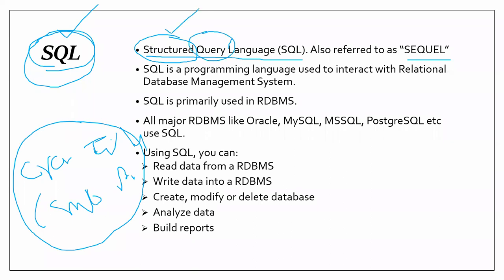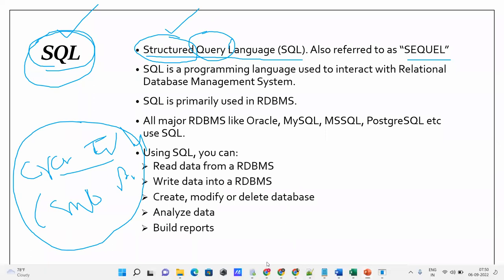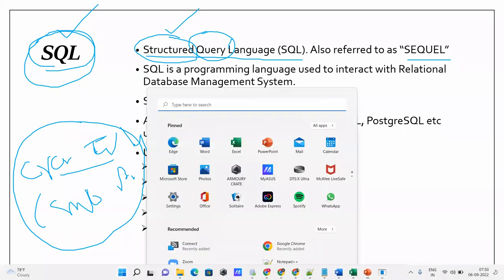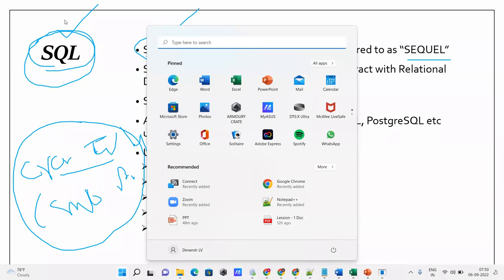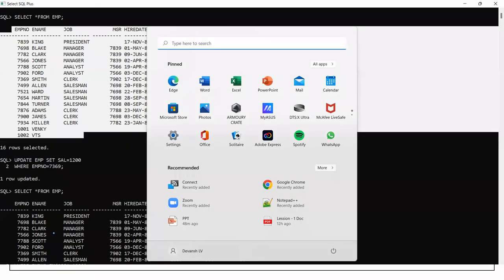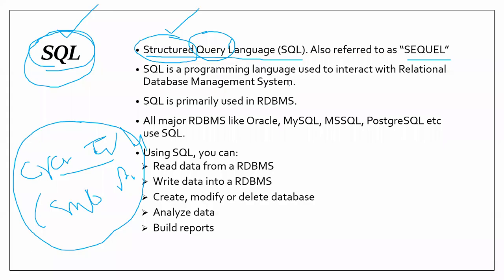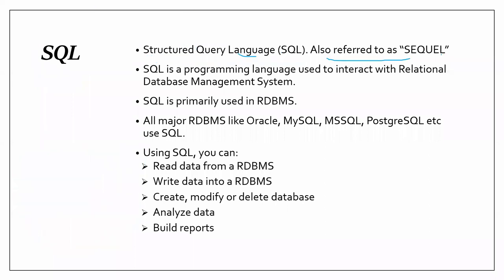Query means we are querying the data by using the structure. Querying the data, retrieving the data, or fetching the data, everything is the same. The language is also referred to as SQL. SQL is a programming language used to interact with relational database management systems. By using SQL, we can interact with any RDBMS, whether Oracle, MySQL, or MS SQL, everything.